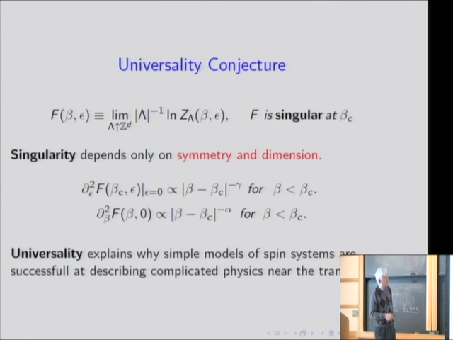Let's compute our partition function as a function of beta and epsilon, and take the log of it, and then divide by the volume, and then let the volume go to infinity. This is called the free energy. This is very classical, this reflects the thermodynamics of the system as a function of temperature or inverse temperature and epsilon. So roughly speaking, just to reiterate what I was saying before, universality means that when you have a phase transition, this will be singular, but the universality conjecture says the singularity depends only on the symmetry and on the dimension of the lattice.